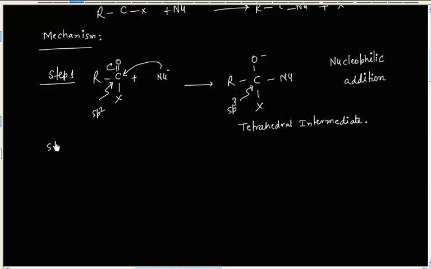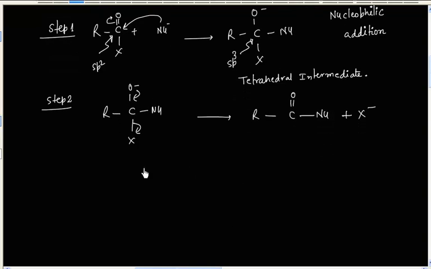Second step is loss of a leaving group. So we have a tetrahedral intermediate, and this loses a leaving group, and the carbon oxygen double bond is again formed. So this step is the elimination step because of loss of a leaving group. This carbon is sp3 hybridized, and finally this becomes sp2 hybridized.